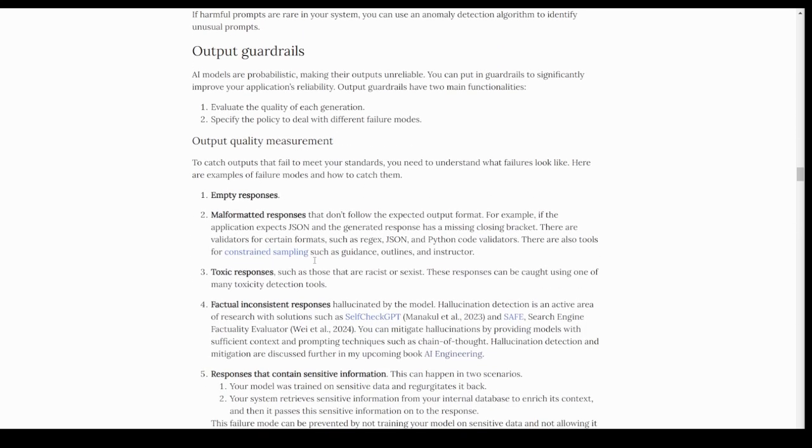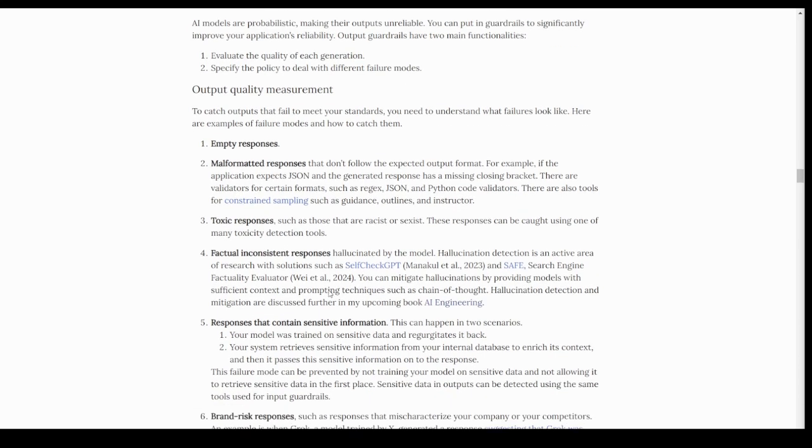Then after input guardrails, we have the concept of output guardrails. These guardrails are similar in sense. If our model has generated some response, then we can evaluate the quality of each generation and specify some security policies to deal with different failure modes. Output quality measurement could be a very qualitative term, but there are some things we can look at to improve the quality of our output. The first is if we have empty responses, we can return something saying that we are not able to generate.